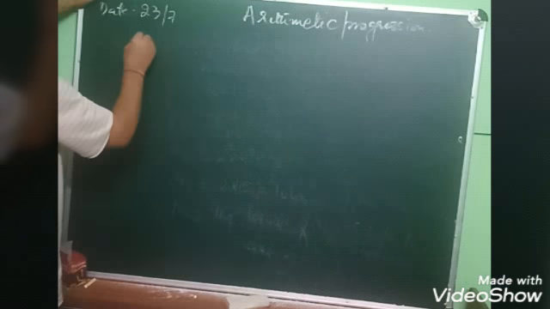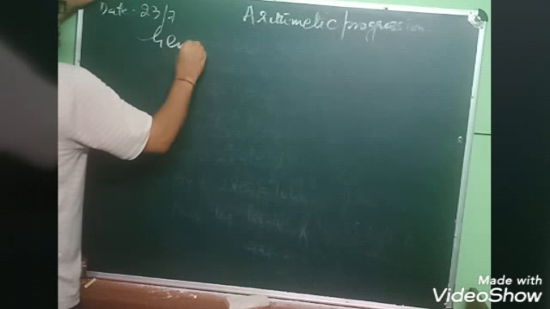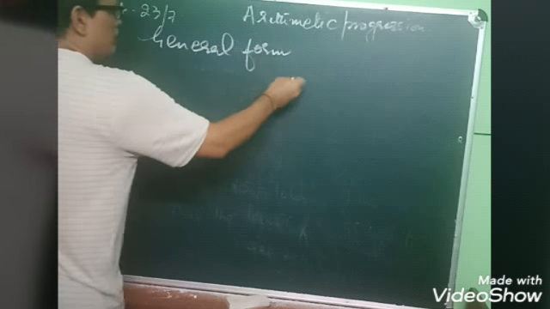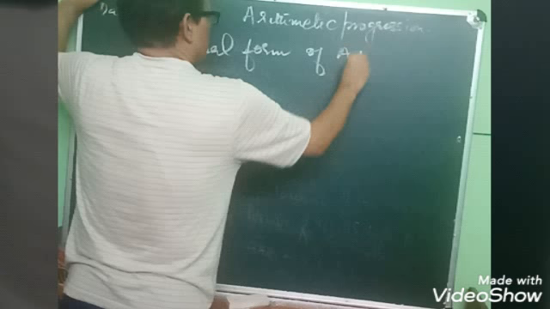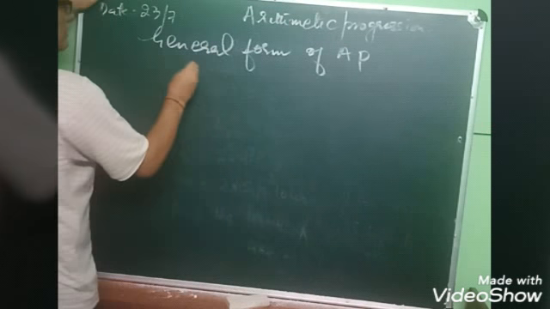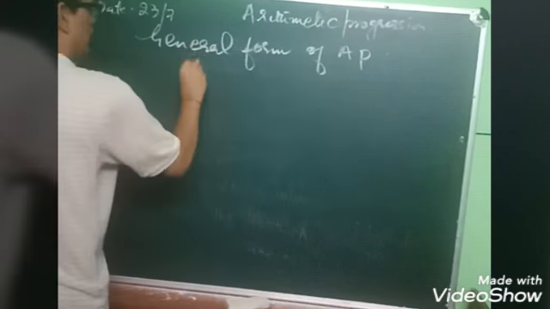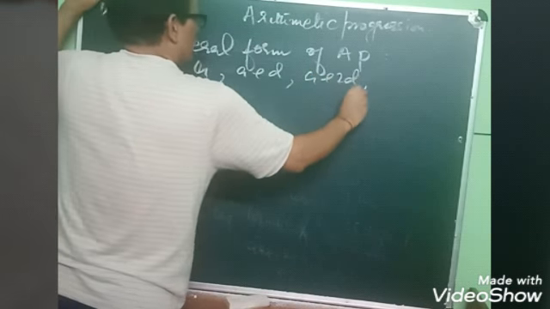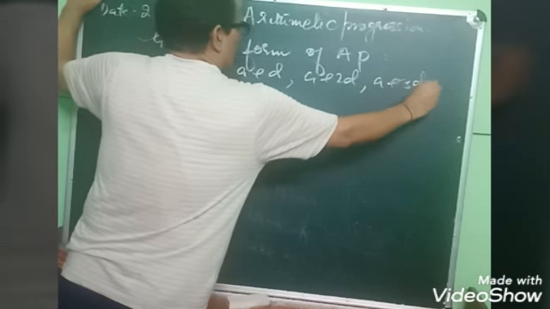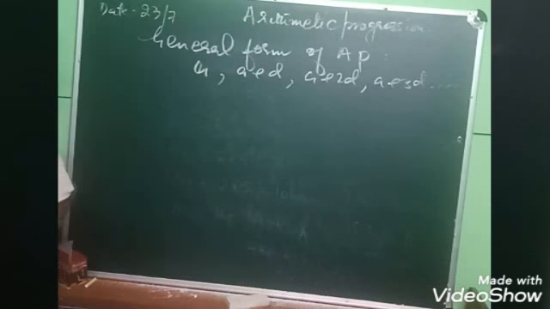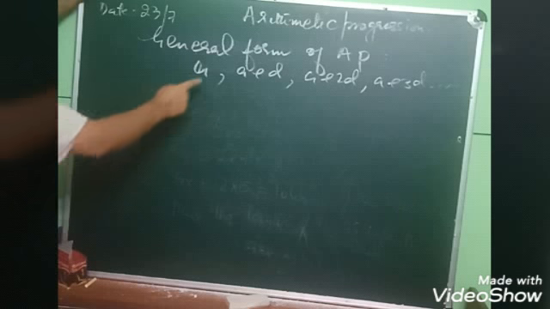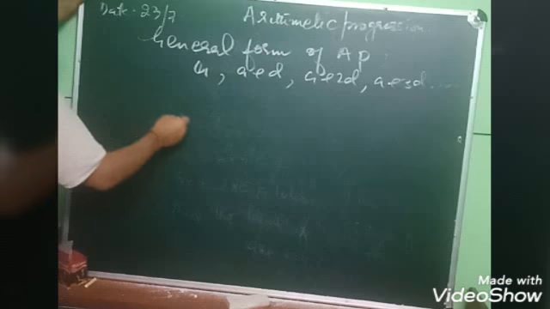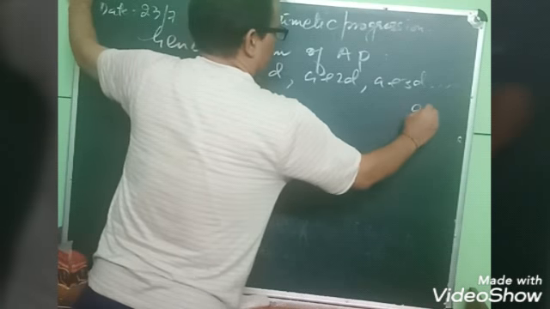Now, the general form of an AP. It is a, a plus d, a plus 2d, a plus 3d, and so on. Here this is the first term, this is the second term, this is the third term, this is the fourth term, and the last term can be equal to an.